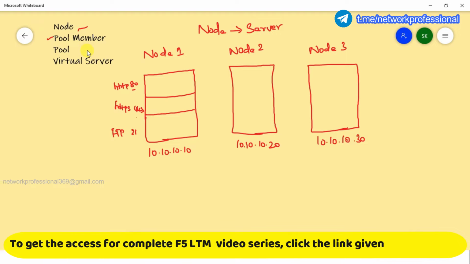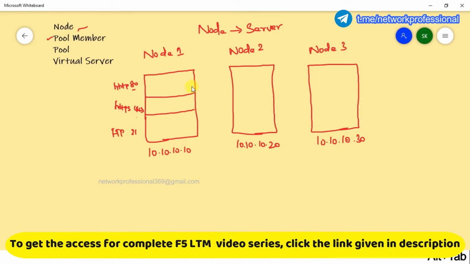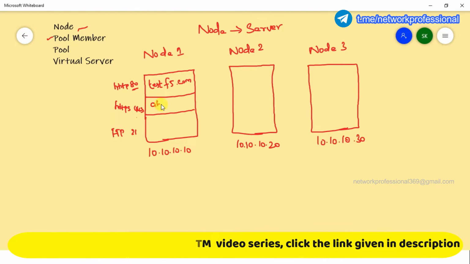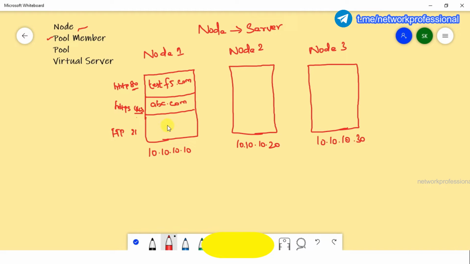So a pool member, by definition, is a combination of node and the service port. Say for example, I have a web application listening at port number 80 with HTTP services like testf5.com. Just consider, and I have another application abc.com which listens on port 443 for HTTPS, and I also have one FTP with port 21.